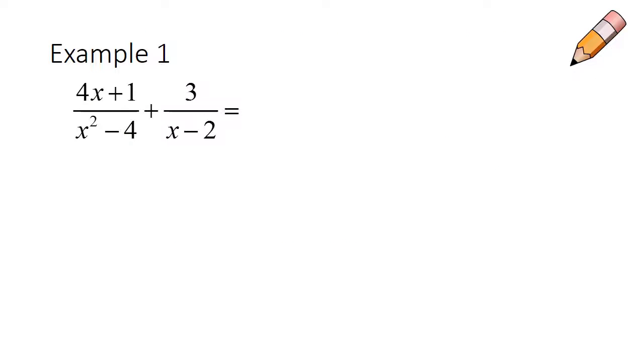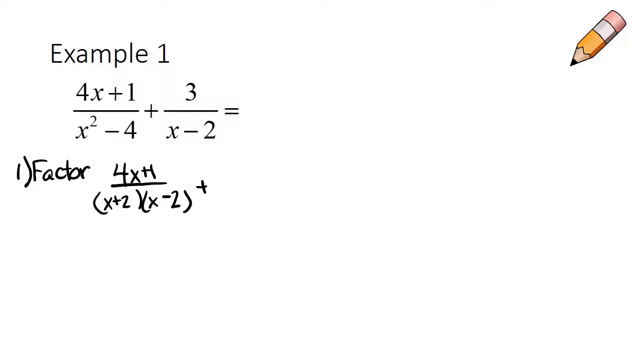Let's take a look at this first example. The first step that you want to do is to factor. Break everything down as far as you can to make it easy to see. So my numerator, can't take anything out, there's no GCF. My denominator does have difference of squares. My next numerator is simplified, and my denominator is simplified.